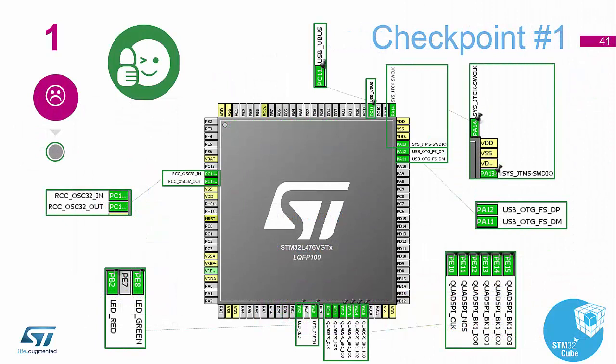Just to make sure everyone is following along and is up to speed, this is now what your diagram should look like. You should have the two clock pins on the left hand side. We should have the two LEDs and the six quad SPIs on the bottom of the diagram. We should have the two USBs and one of the JTAG programming pins on the right hand side. And on the top of the diagram, we should have the USB VBUS and the second JTAG pin. So hopefully you've all followed along and this is now what your diagram looks like.